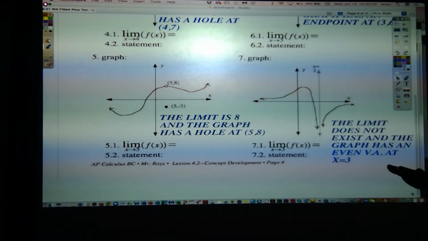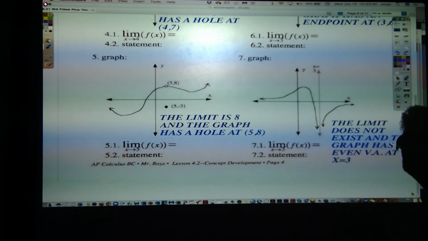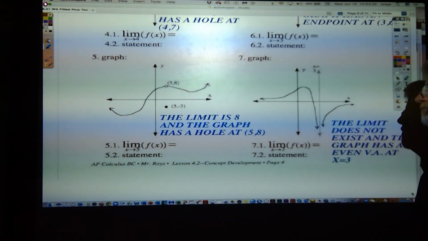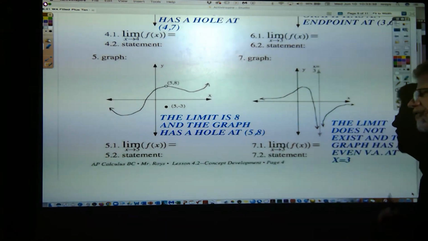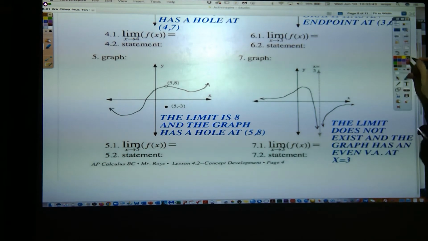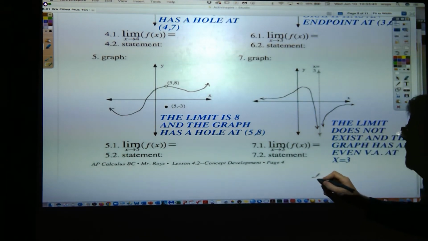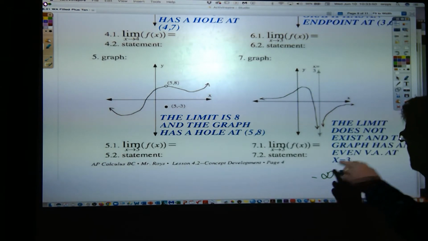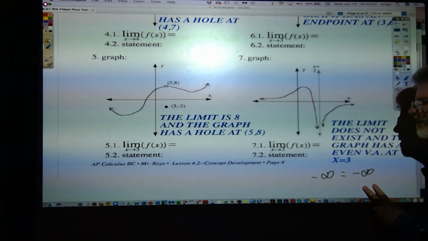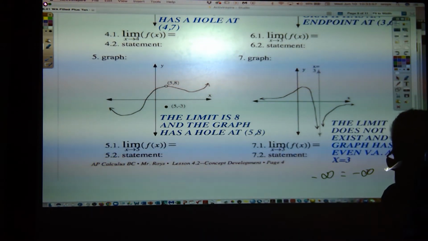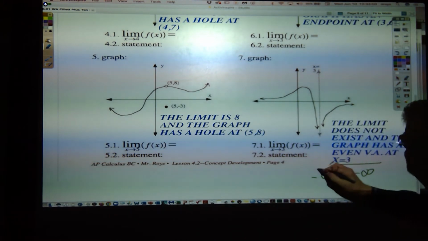Some books, there's a little bit of disagreement in the mathematical community here. I know that's upsetting, but some books will let you say the limit is negative infinity, and the graph has an even vertical asymptote at x equals 3. I'm in the camp that says no, because if you're going to say the limit is negative infinity, then you're going to have to say something that should not be said, and that is that the left-hand limit is negative infinity, and the right-hand limit is negative infinity, and negative infinity is equal to negative infinity. No, it's a misuse of the equal sign to say that negative infinity is equal to negative infinity.